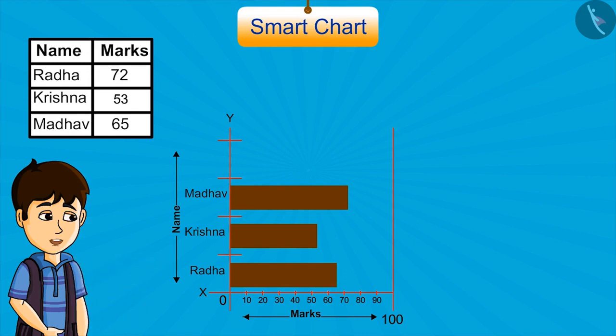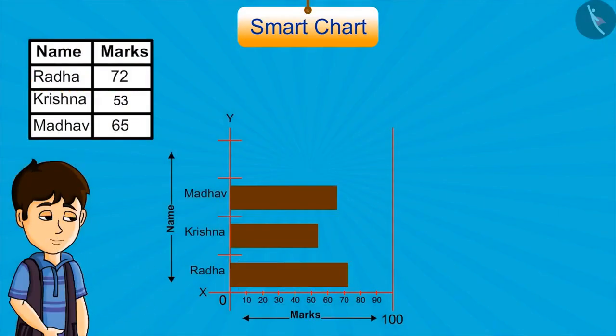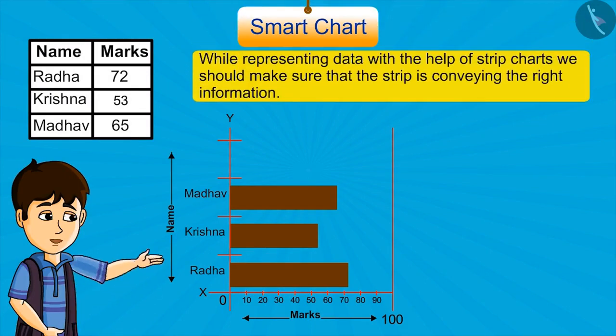You can see that according to the chart, Radha got 65 and Madhav got 72. This is very unfair with Radha. We cannot show wrong data like this. Now see, this smart chart is perfect because it is showing the correct marks scored by students. So kids, while representing data with the help of strip charts, we should make sure that the strip is conveying the right information.